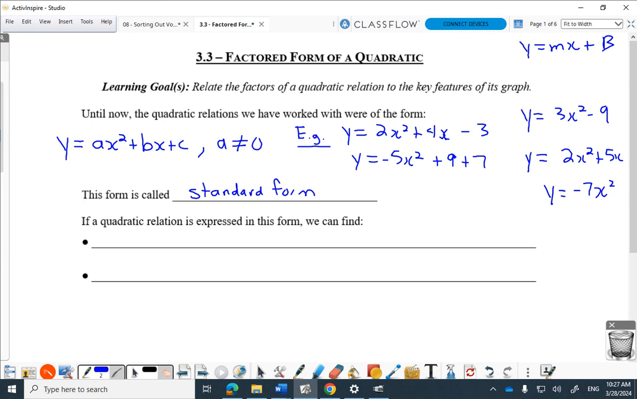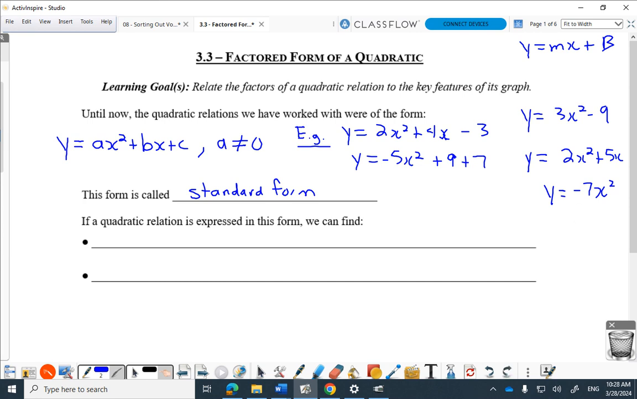Okay? In this quadratic, when it's in this form, we can find... okay, let's test ourselves. If I give you this, what can you figure out about the parabola? It's not much. Let's not get carried away. We're only on day 3 here. What can you figure out just from looking at this form?